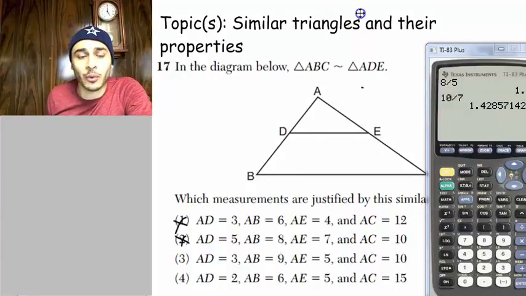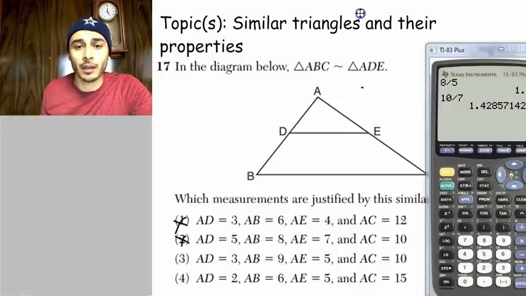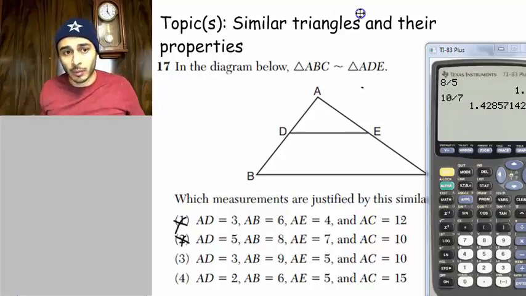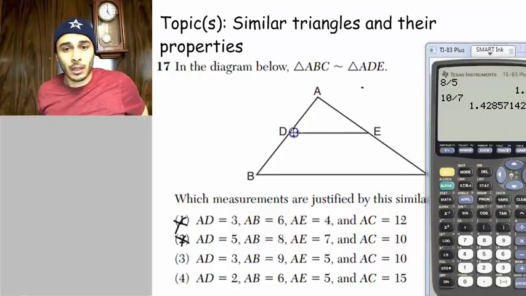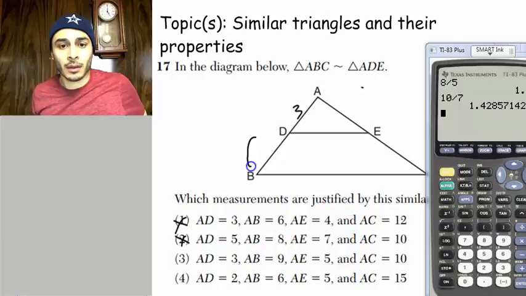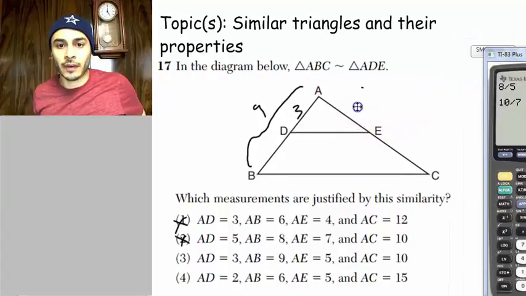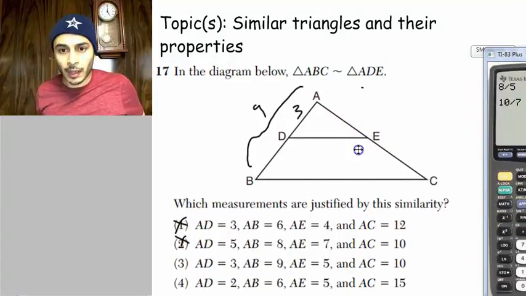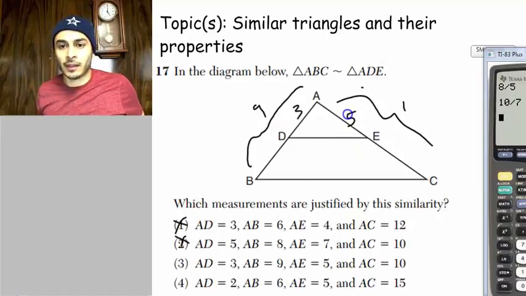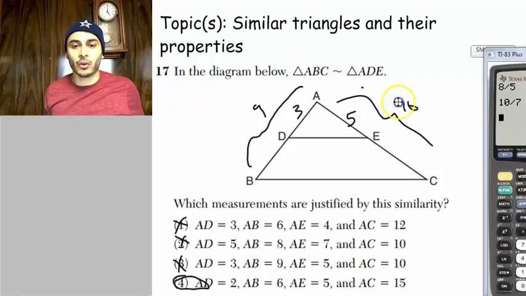Okay, so what I'm doing is I'm just testing each of the choices, and I want to make sure that I get the same scale factor on both sides, because that's what's supposed to happen with similar triangles. All right, so AD is 3, AB is 9 for option 3, and then here it says AE is 5, and then AC is 10. This is not going to work either. So by process of elimination, the answer is choice 4.